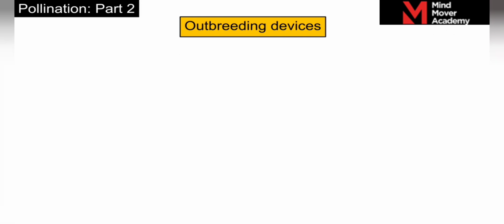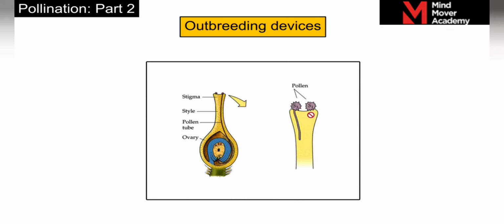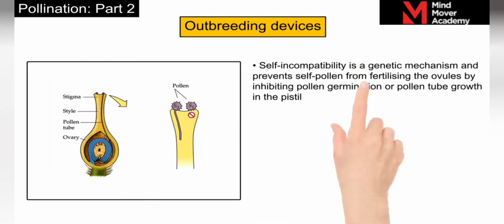Number 3, the third device to prevent inbreeding is self-incompatibility. This is a genetic mechanism and prevents self-pollen from the same flower or other flowers of the same plant from fertilizing the ovules by inhibiting pollen germination or pollen tube growth in the pistil.